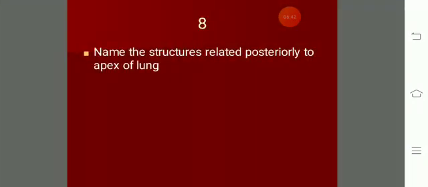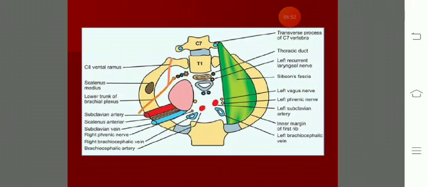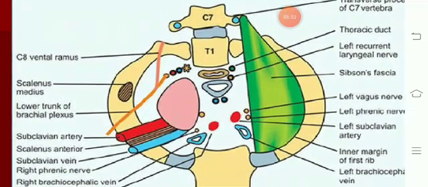Name the structures related posteriorly to the apex of lung. This could be asked in another way. What is the other way? Name the structures related to the neck of first rib. They are the same. Can you name the structures? One is sympathetic trunk, then highest intercostal vein, then superior intercostal artery and T1 ventral ramus.